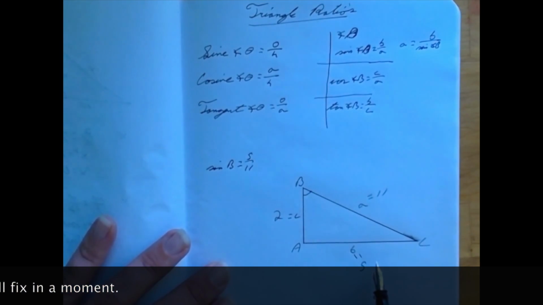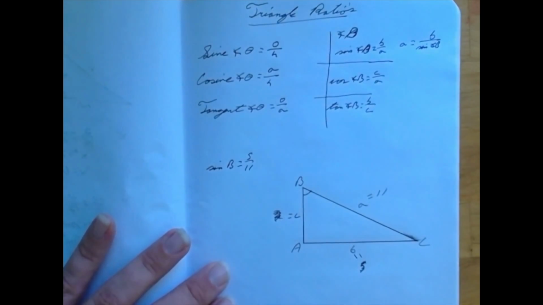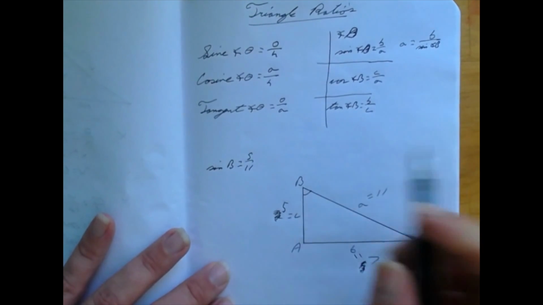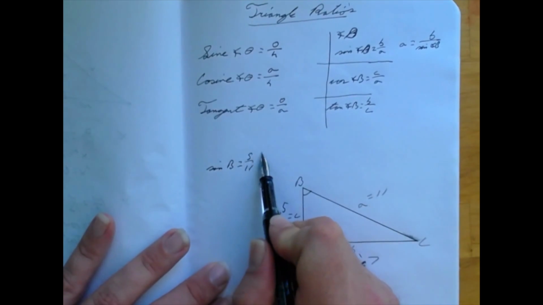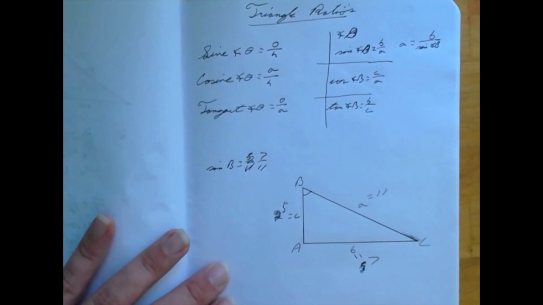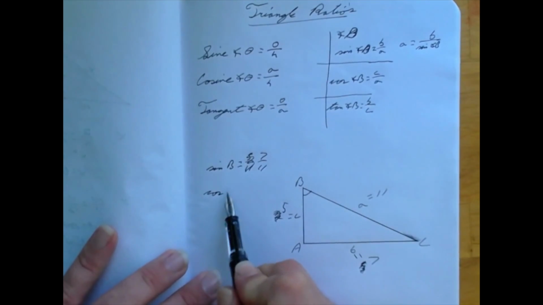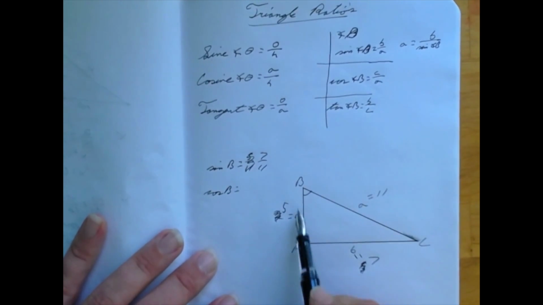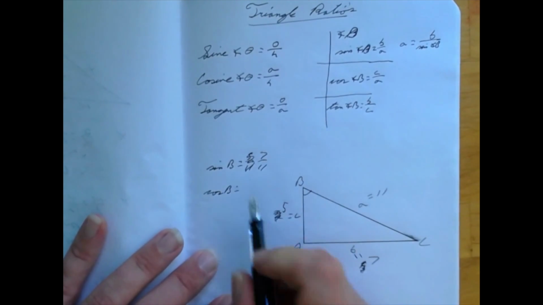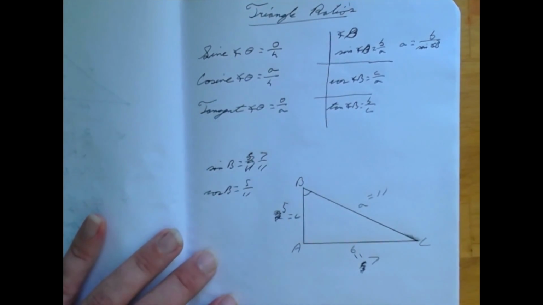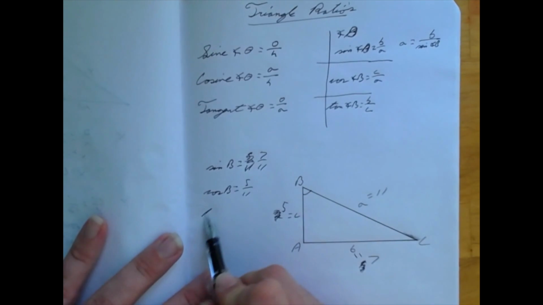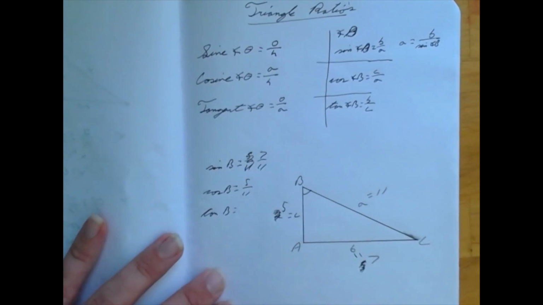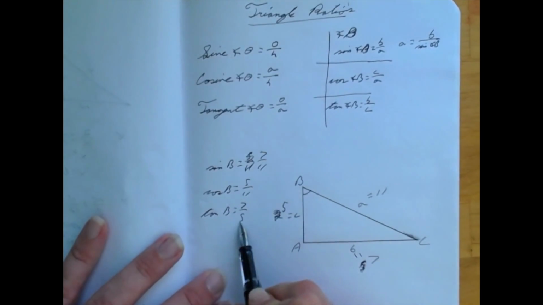So let's make this different, because I don't like that I did that with numbers. Let's make C 5 and B 7. That would mean that the sine is 7 over 11. The cosine of angle B would be its adjacent side 5 over 11. And the tangent of angle B would be equal to its opposite side 7 over its adjacent side 5.